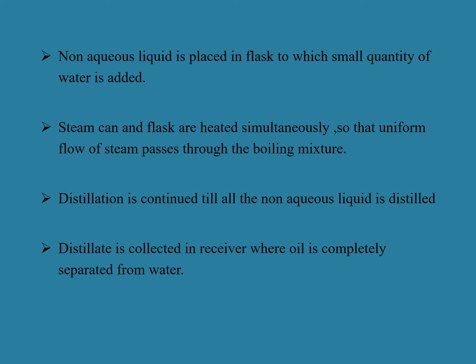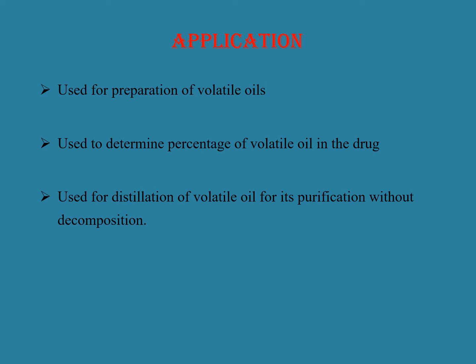The non-aqueous liquid is placed in the flask, to which a small quantity of water is added. The steam can and flask are heated simultaneously so that a uniform flow of steam passes through the boiling mixture. Distillation is continued till all the non-aqueous liquid is distilled. The distillate is collected in the receiver, where the oil is completely separated from water.